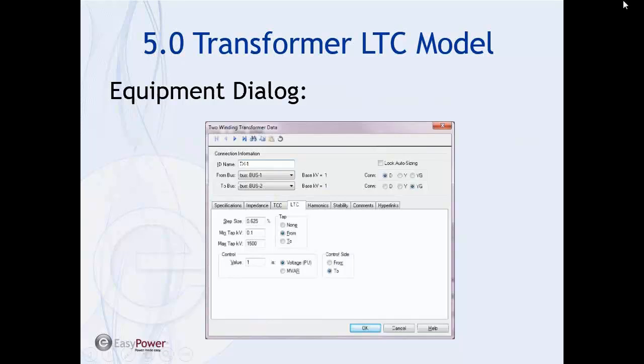This is what it looks like in the equipment data dialog. There's your step size. Here's your min and your max. Notice these are really odd numbers, aren't they? This is a really low voltage. This is a really high voltage. So basically, the default setting in EasyPower, it's wide open. In other words, the transformer is not real. It'll go wherever it has to on that tap to get a solution, and we're going to make a comment about this later. The control voltage set point is here.